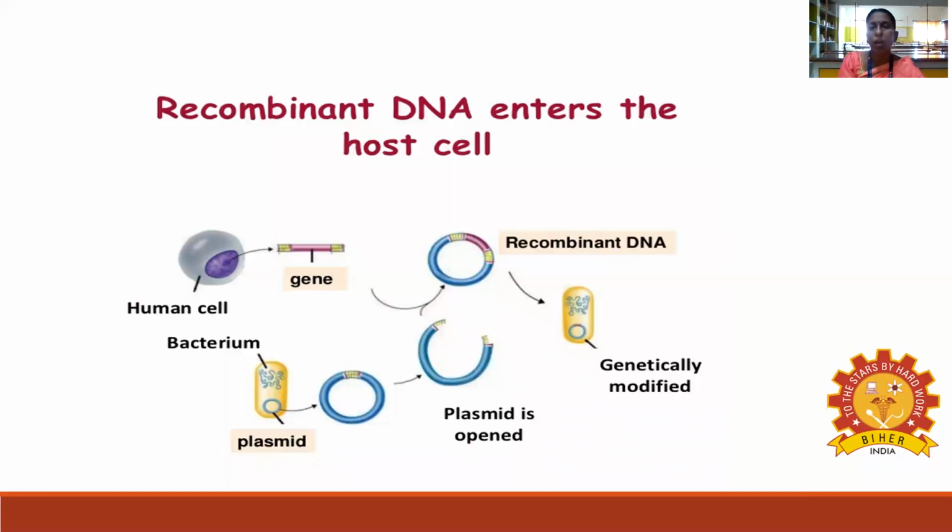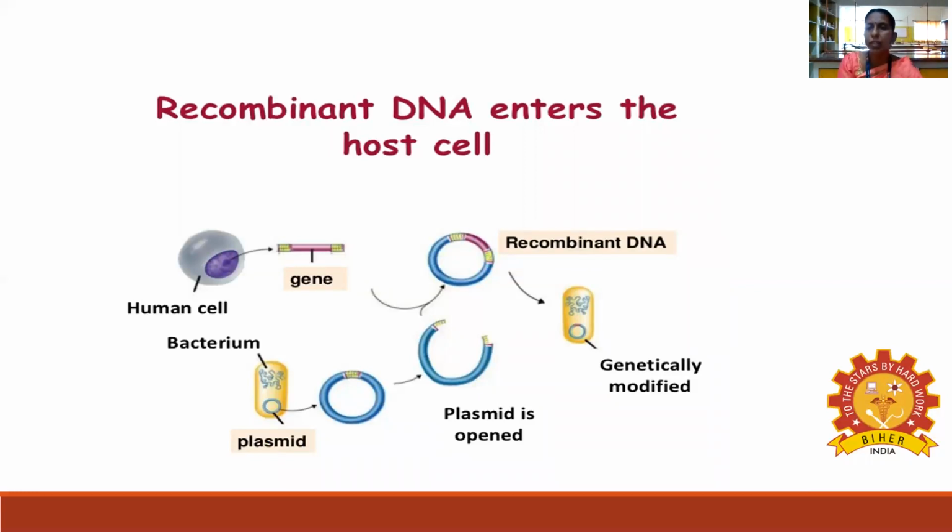So now that is how a recombinant DNA can be entered into the cell. If you take the gene from the human cell and the plasmid, which is the vector, and both of them are combined together, it is called a recombinant DNA. That is a genetically modified DNA.